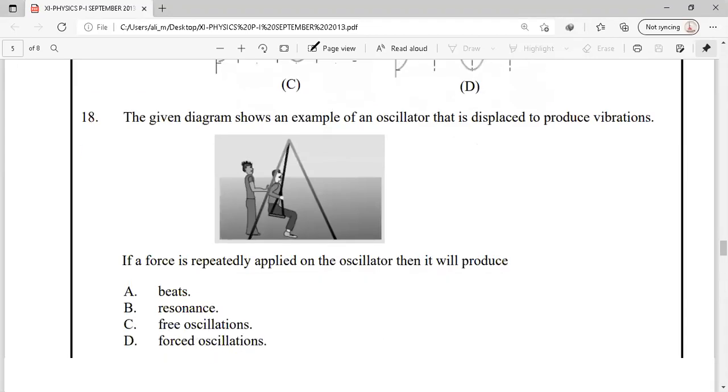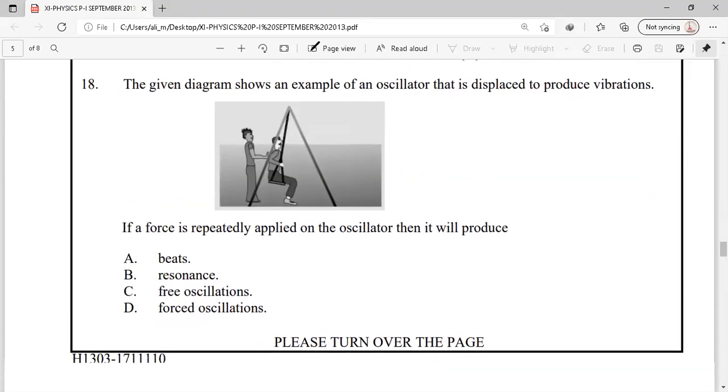Let's see question number 18. The diagram shows an example of an oscillator that is displaced to produce vibration. A force is repeatedly applied on the oscillator so that it will produce a forced oscillation. The person on the swing vibrates with its natural frequency, while the other person behind puts a regular constant force on it so that its vibration amplitude remains the same or increases. So the correct answer for question number 18 is the forced oscillation.